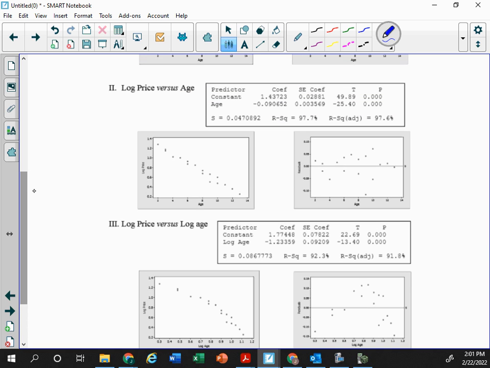First, one thing I want to note: if you have the log of price versus age, that's called the exponential model. And if you're logging both parts, that's called the power model. The first one's just the regular old linear regression, nothing weird happening there.